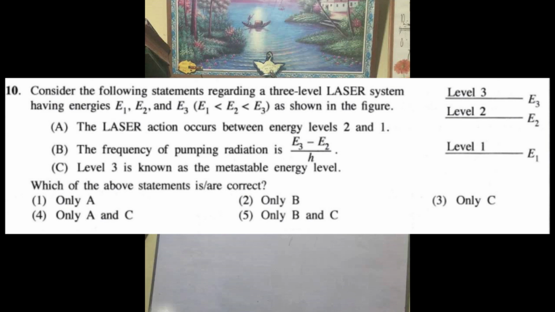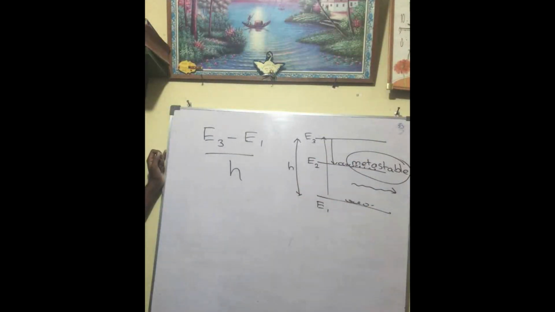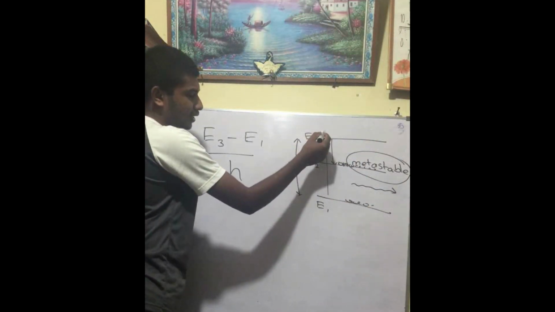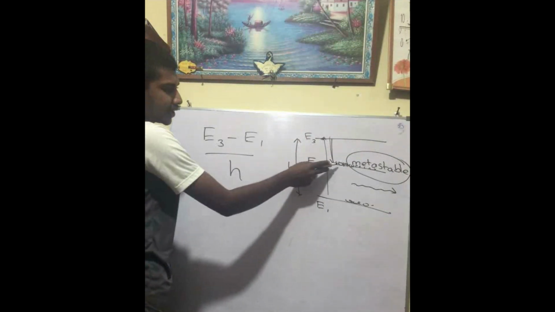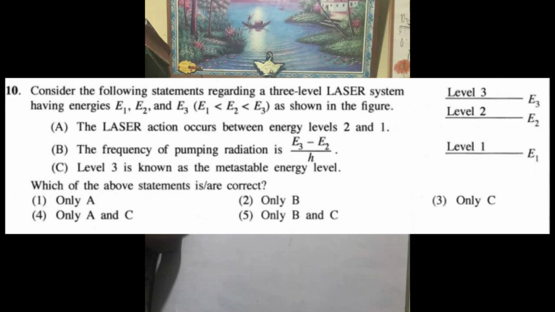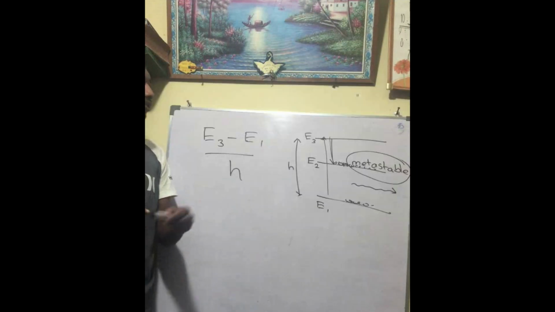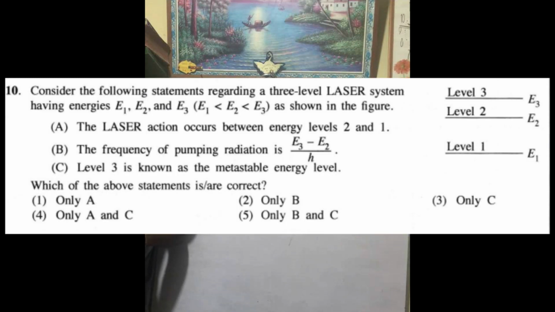The third one: level 3 is known as the metastable energy level. That is wrong, guys, because I already mentioned that E2 is metastable. The particle will go up and doesn't stay at the higher level, so it will quickly come back to the metastable level, where it stays longer compared to other levels. So this is called the metastable energy level. No, level 2 is known as the metastable energy level. So only A is correct, so the answer will be the first one.